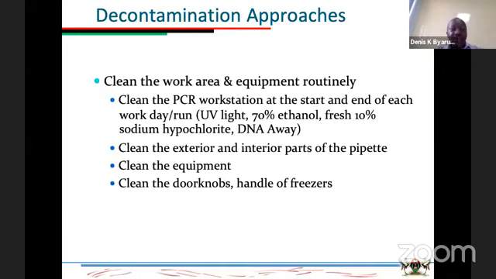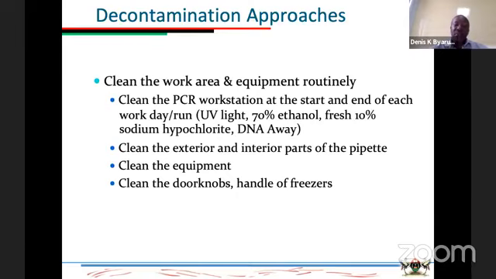There are standard decontamination approaches. Even when you have followed all the practices and you have separated the rooms, you need to ensure that you decontaminate regularly by cleaning the surfaces. You clean the PCR workstations at the start and the end of the workday using UV light, 70% ethanol or fresh sodium hypochlorite. Or if you have access to DNA Away, then that can be used as well to ensure that your workstations are clean.